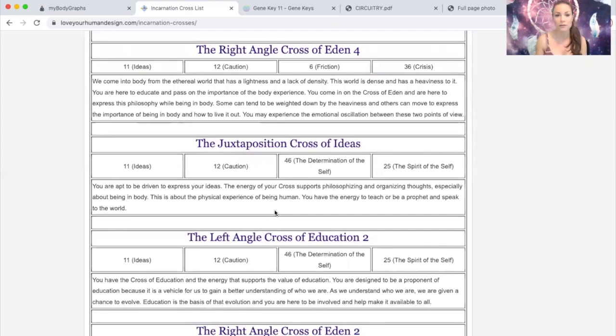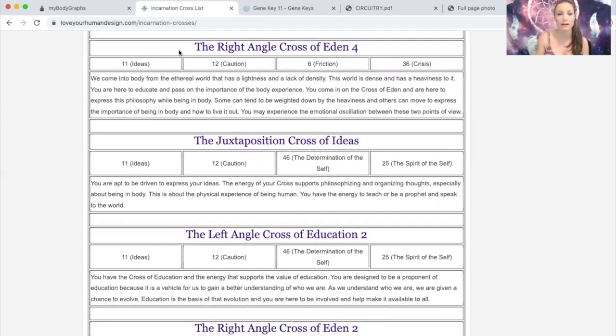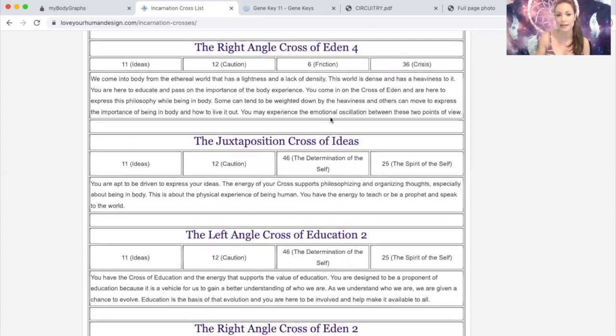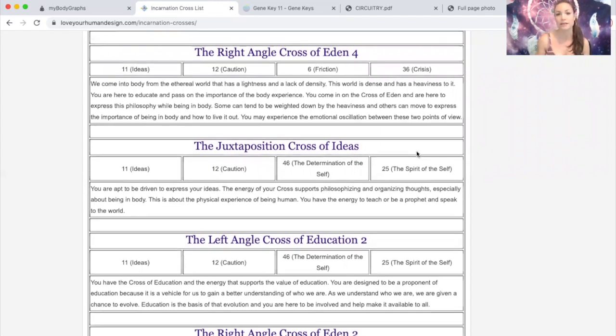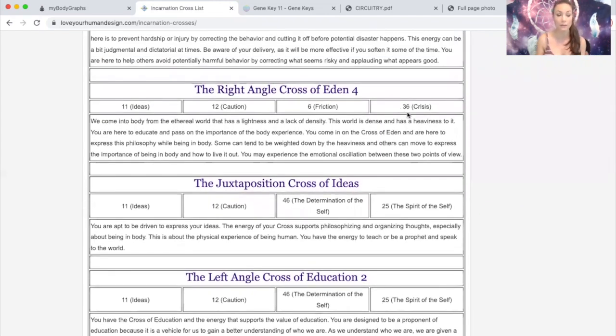So you can read about the whole cross here. You could make your gene key profile where you have a paragraph about each one of the gates. You can also, of course, learn about each one of the gates. And you're going to see here in all of them, we have the 11 and the 12 on the personality side, but the design side is shifting because it's an 88-degree cross, not a 90-degree cross. So it's different to have the 6 and the 36, which are very emotional.